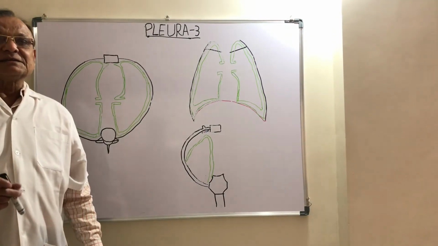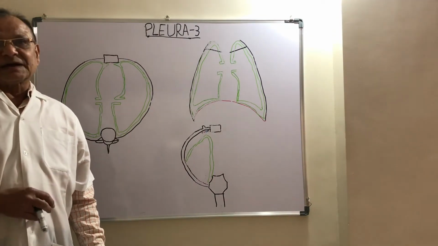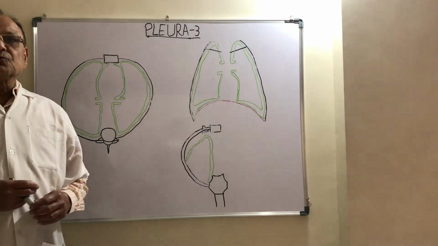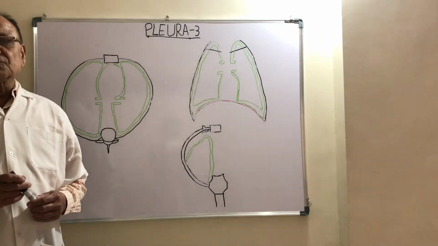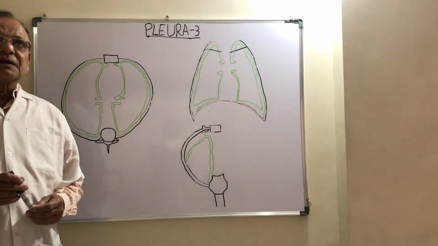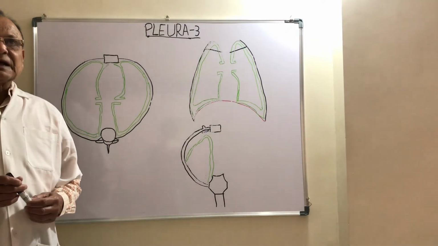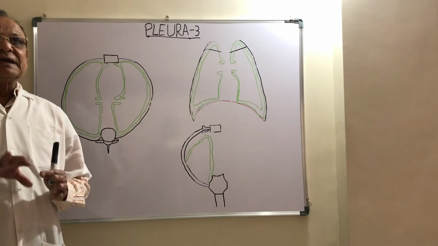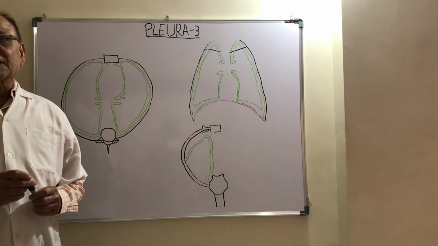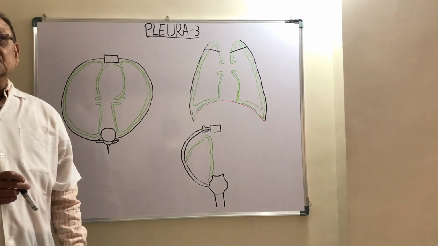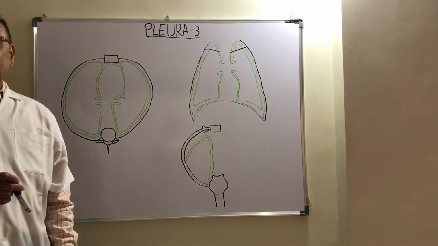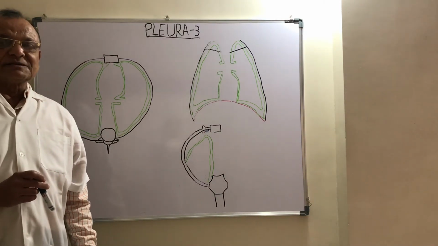This recess is larger on the left side due to the cardiac notch in the left lung. This recess lies at the junction of the costal pleura and the mediastinal pleura, so it is called the costomediastinal recess.